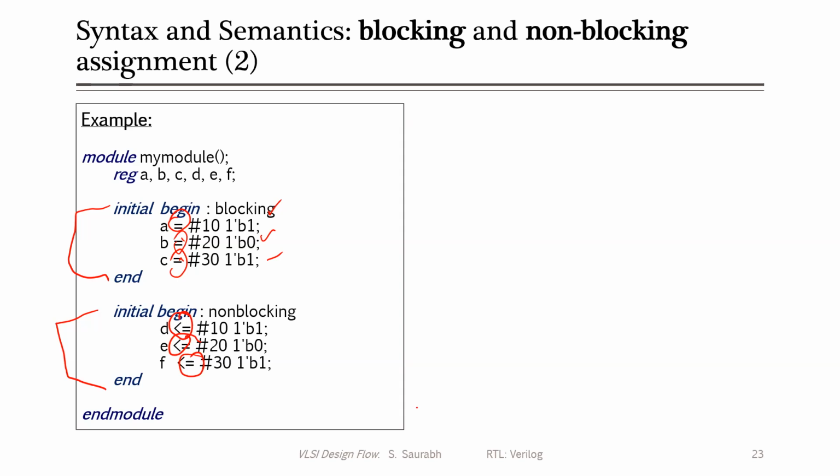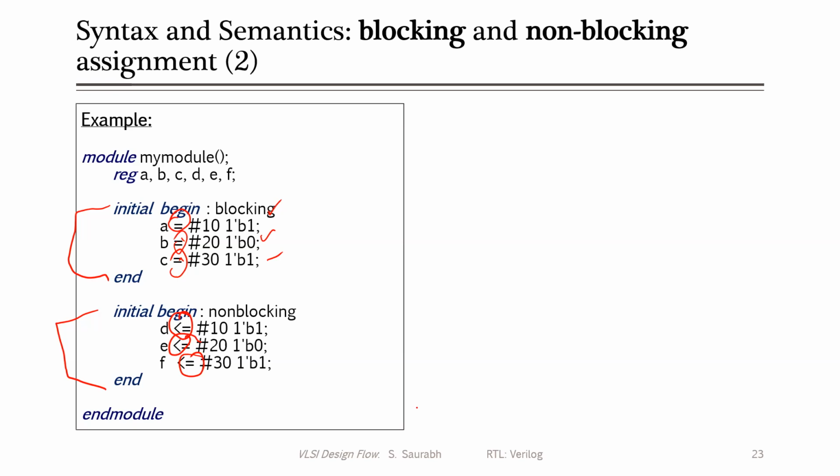After 30. B will be updated after 30, right? B will be after 20. C will be after 30, sir. No, that is not correct. Any other student want to answer? Sir, A at 10 nanoseconds, B at 30 nanoseconds, C at 60 nanoseconds.